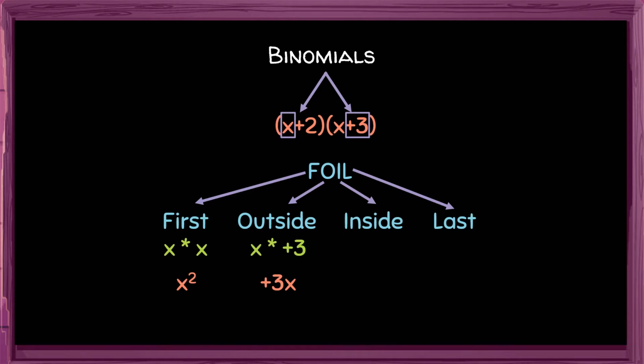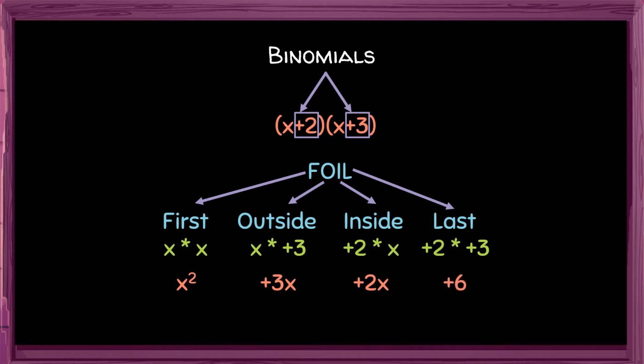The third step is the letter I, which stands for inside. We multiply together the 2 inside terms that almost touch each other in the middle of our factored form. That's the plus 2 at the end of x plus 2 and the x at the beginning of x plus 3. Plus 2 times x gives us plus 2x. Last of all, we do our L step, which stands for last. We multiply together the last term of x plus 2, which is plus 2, times the last term of x plus 3, which is plus 3. Plus 2 times plus 3 gives us plus 6.